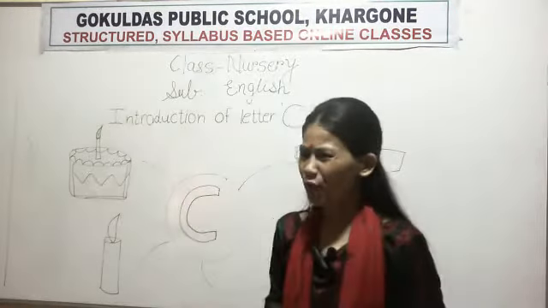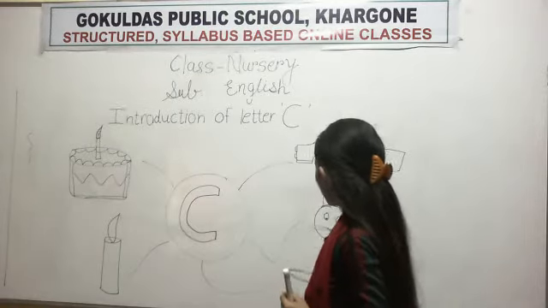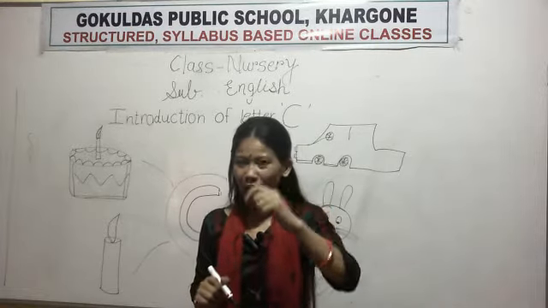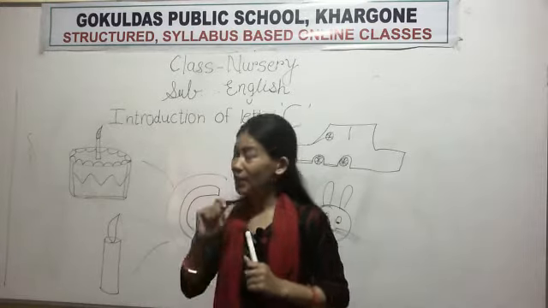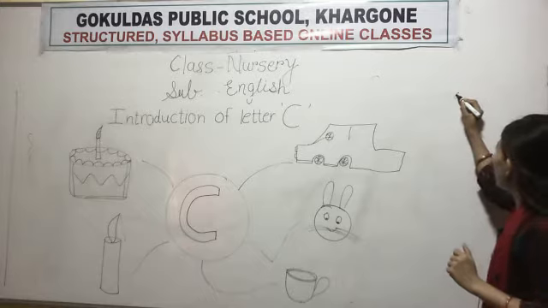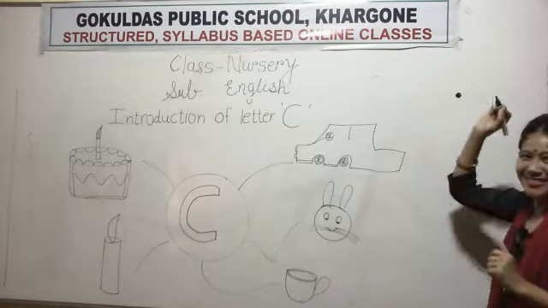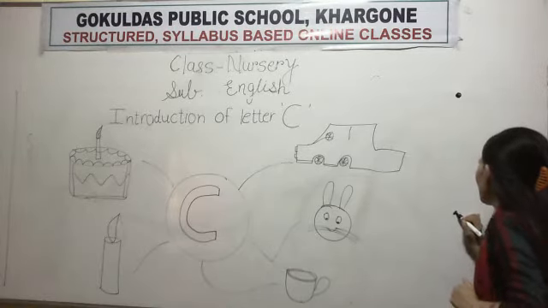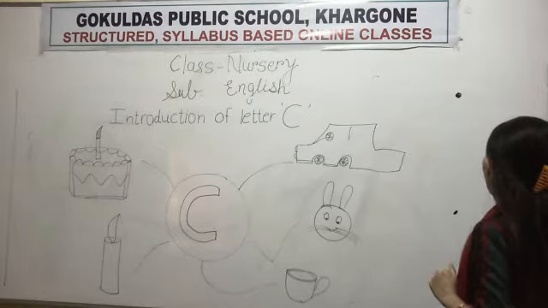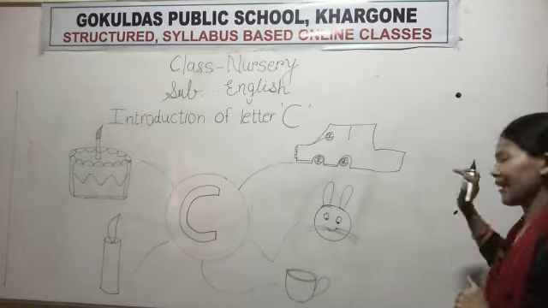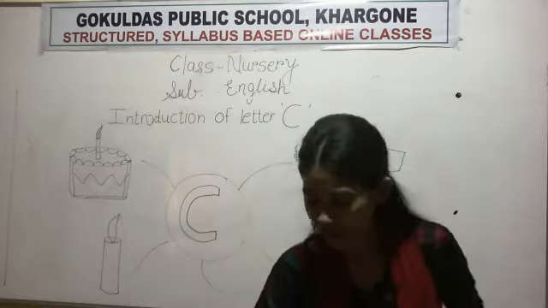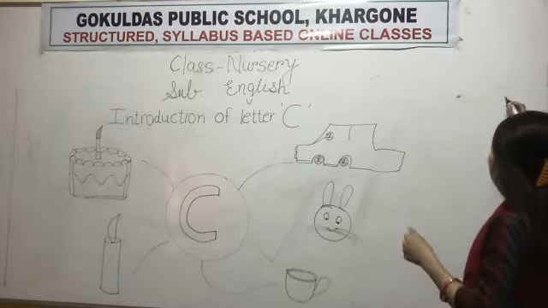Okay, before identifying the pictures, I will teach you how to write letter C. Let's start. Make a big dot, and one more dot here. Then we'll make a letter C with a hard curve.